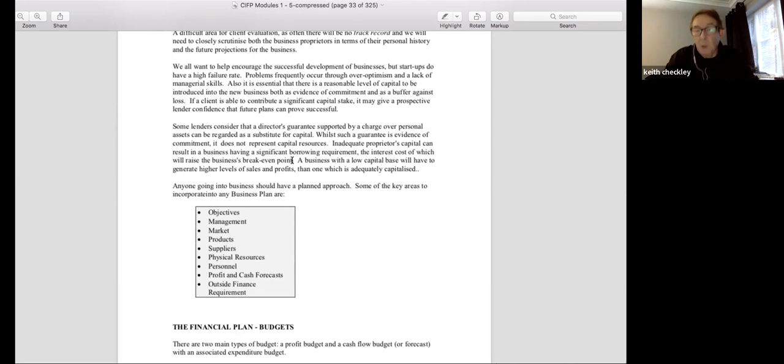A business with a low capital base will have to generate higher levels of sales and profits than one which is adequately capitalized, because it's got more debt. It needs this extra income coming in to service not just the business costs, but the interest and the debt retirement or repayment.